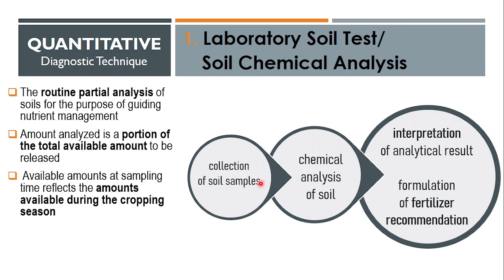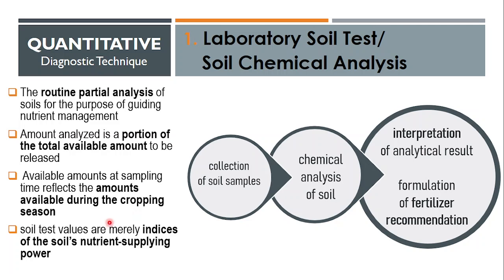Now, yung amount of nutrient na na-analyze is only a portion of the total available amount to be released from the soil. So, the amounts of nutrients that is determined during the chemical analysis is also the amounts of nutrient that is available for the cropping season. So, basically, soil test values from the chemical analysis are merely indices of the soil's nutrient supplying power.